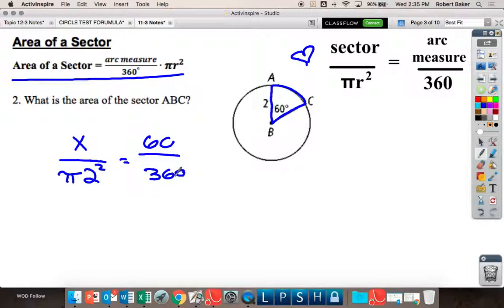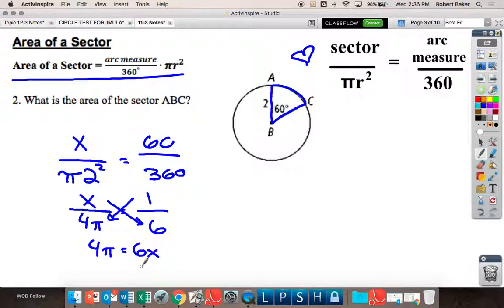So, in this scenario, here's where I start to simplify. You might have already done this in your head. Pi 2 squared is the same thing as 4 pi. Now, instead of writing 60 over 360, I'm going to simplify that in my mind. 1 over 6. That makes my cross multiplication just a little bit easier. 1 times 4 pi. X times 6.